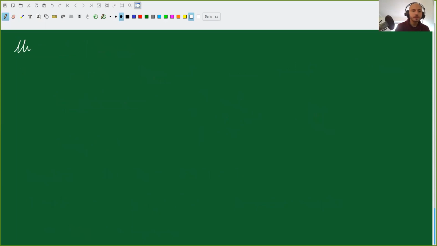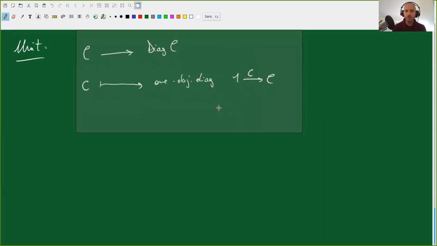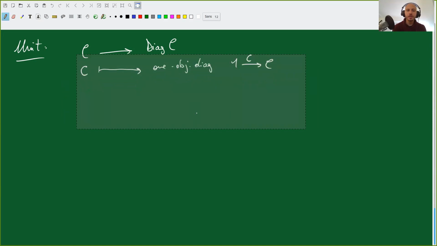The unit is pretty simple. Well, we have an object c of C, and we form the one-object diagram which picks out the object c. I'm sure you are not surprised about this. Maybe a little bit more surprising is the multiplication. So the multiplication is the Grothendieck construction.